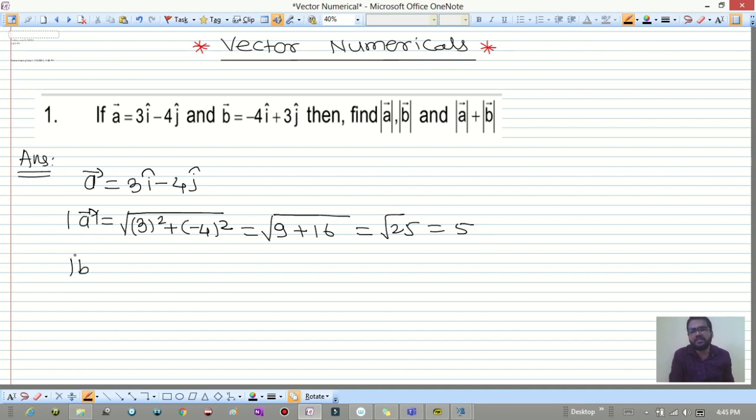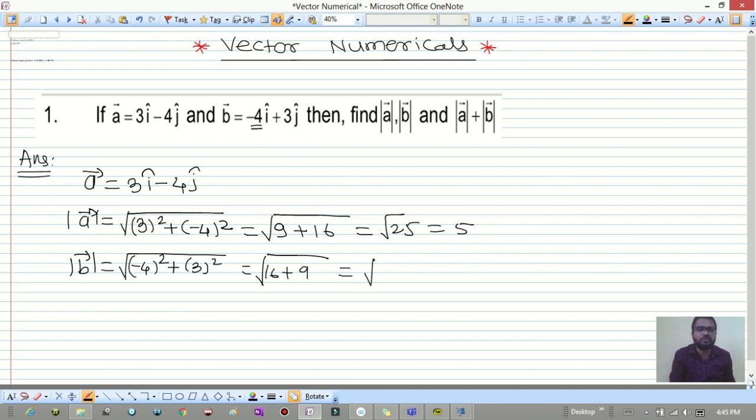Now we want the magnitude of b bar. The magnitude of b bar is the root of minus 4 squared plus 3 squared, as b bar is given as minus 4 and 3. So it will become root of 16 plus 9, which is root 25, equal to 5. So this is A, this is B. Now we want the magnitude of a bar plus the magnitude of b bar, which is 5 plus 5, that is 10. So these are the answers of the first question.